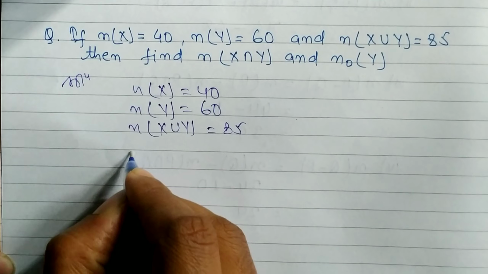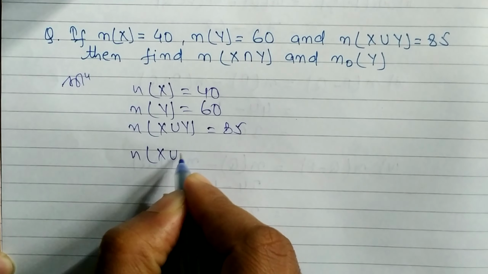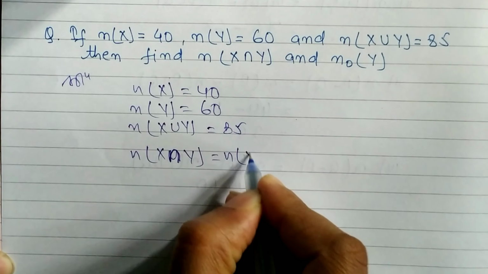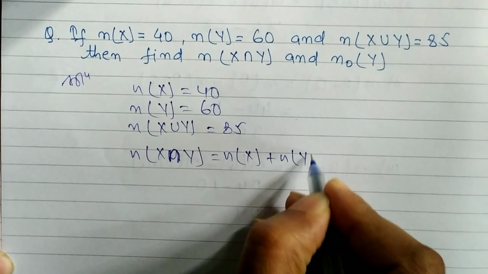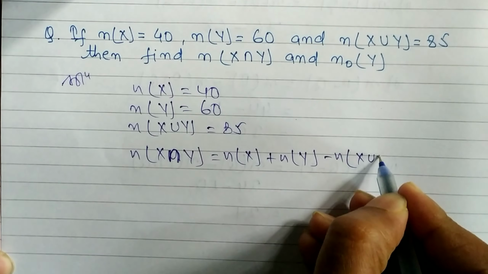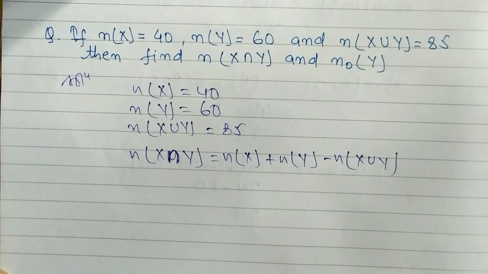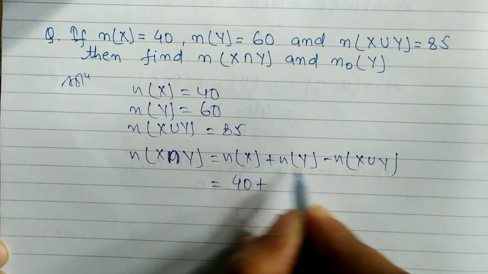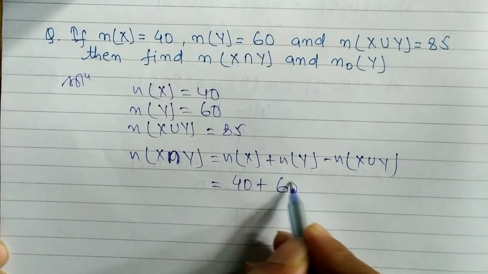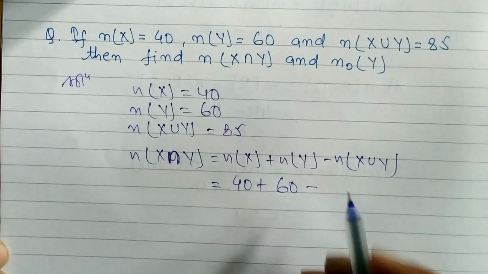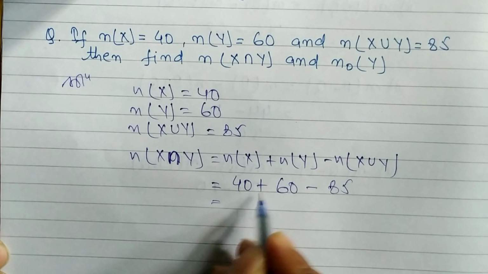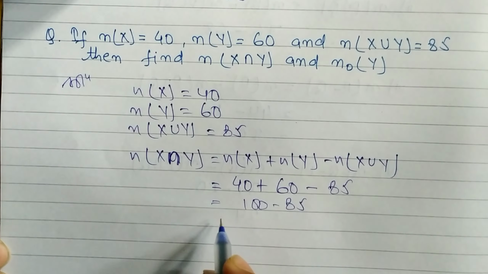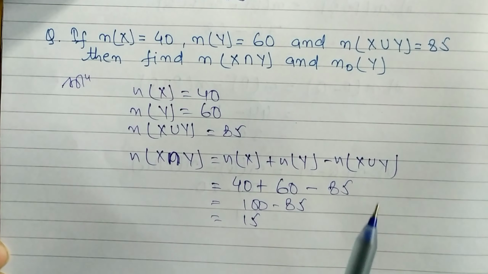What we have to find out? X intersection Y. So we have to write n(X intersection Y). What is the formula of intersection? n(X) plus n(Y) minus n(X union Y). Now we have to put the value of X. n(X) is equal to 40, so we write 40 plus n(Y) is equal to 60, so let's write 60. X union Y, which is 85, so write 85 here. When you add 40 plus 60, we get 100 minus 85. Let's subtract these two, we get 15. Hope you understand this one.